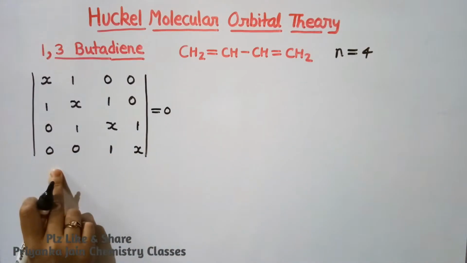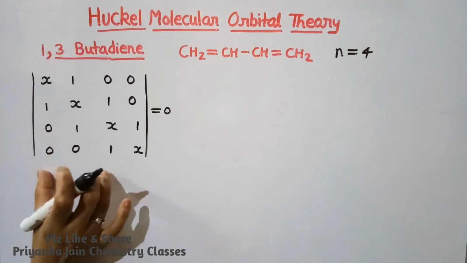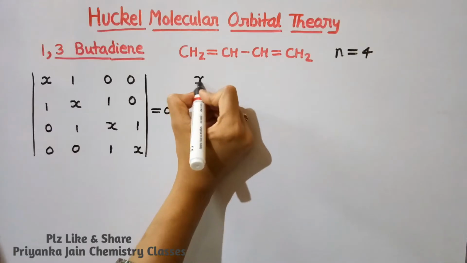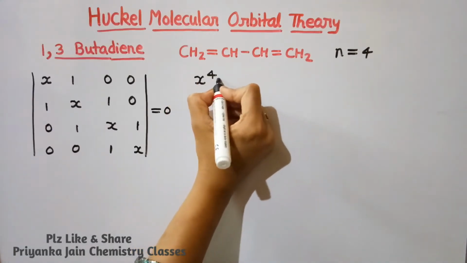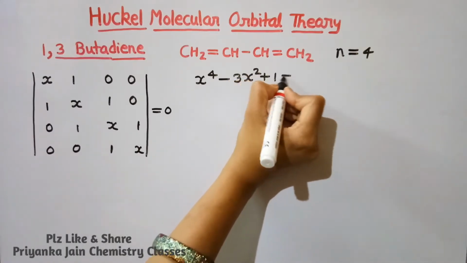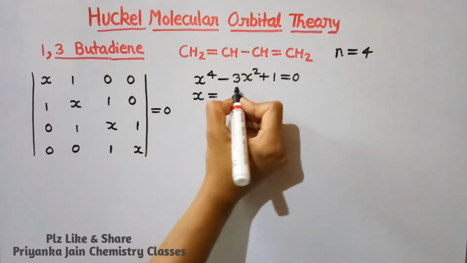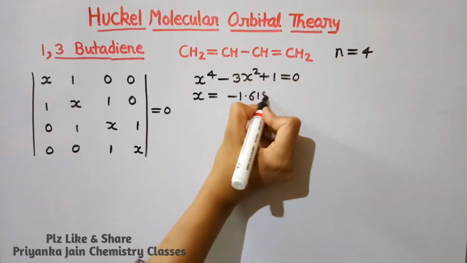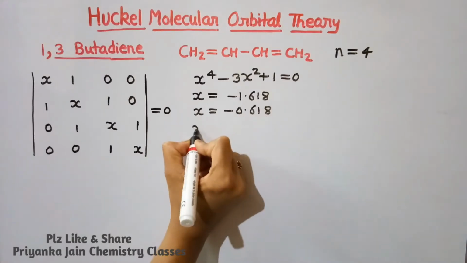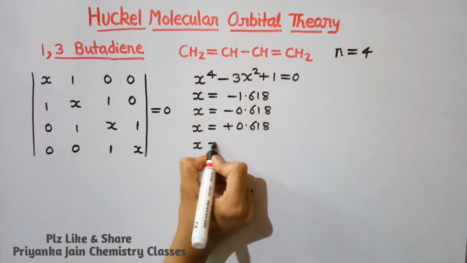When we are solving for it, we are getting the values of x. We are getting 4 different values. It means the equation will have 4 roots. Firstly, see what the equation is here. When we are solving this, we will get this equation: x to the power 4 minus 3x square plus 1 will be equal to 0. And when we are solving this, we are getting 4 roots. One, x is equal to minus 1.618, another one will be x is equal to minus 0.618, the third one will be x is equal to plus 0.618, and the fourth one will be x is equal to plus 1.618.